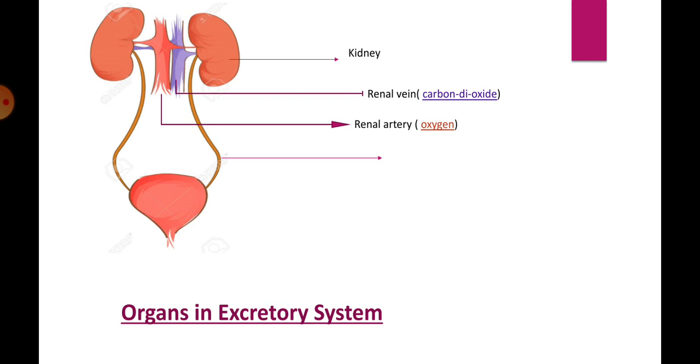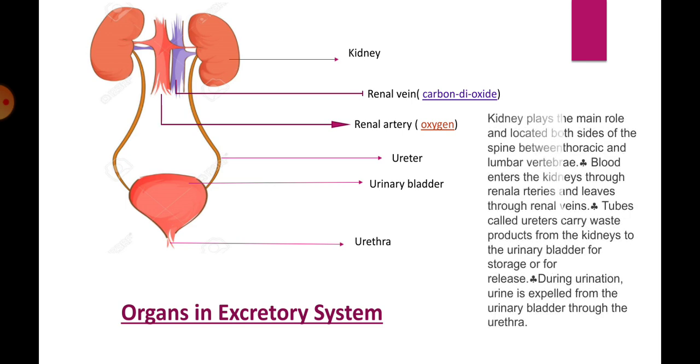These two tubes from the two kidneys are called ureters, and this bag-like organ is called the urinary bladder, and the exit pathway is called the urethra. Blood enters the kidney through the renal arteries and leaves through the renal veins.